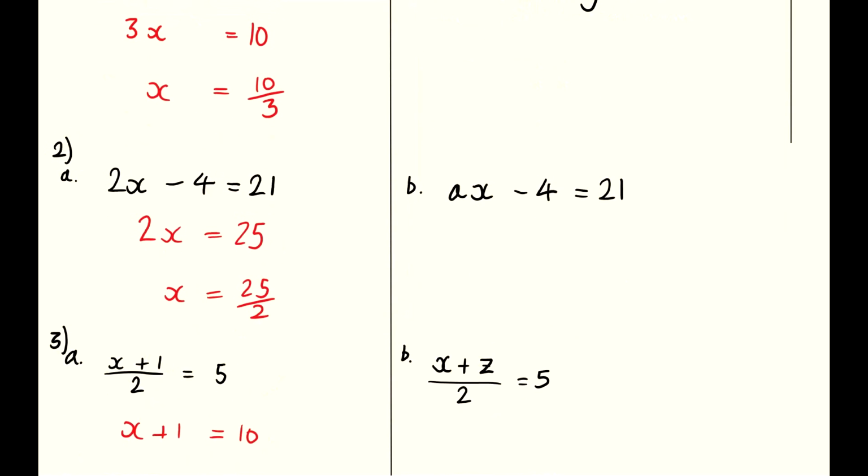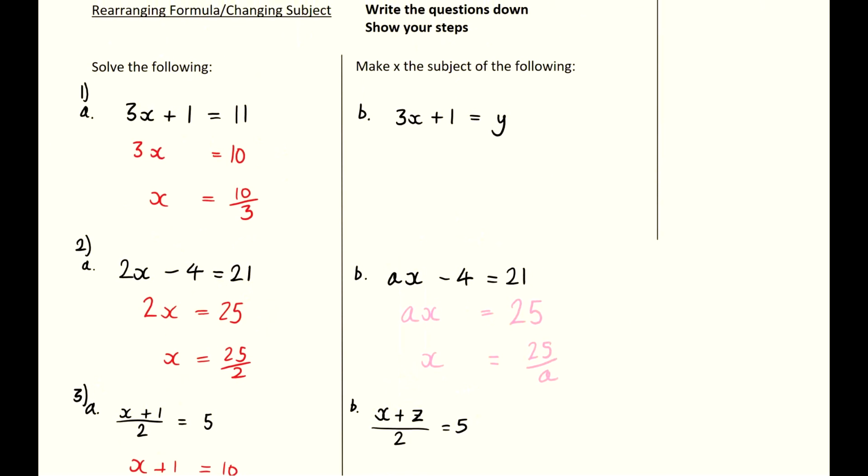And in case you are getting really stuck, I will just quickly go through question 2b. So here, first step, you want to get rid of the minus 4. Opposite of minus 4 is plus 4. That means ax is 25. On the left hand side, we then divide it by 2. Here we're just going to divide by a instead. So x will be 25 over a. Okay. Other questions follow the exact same idea.